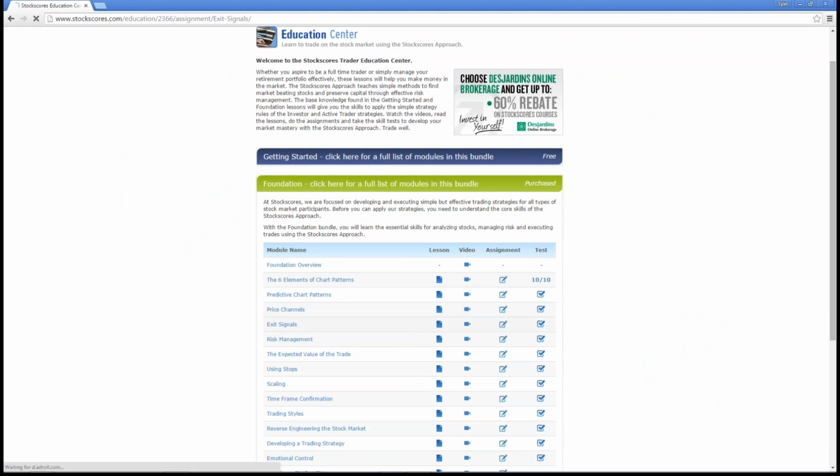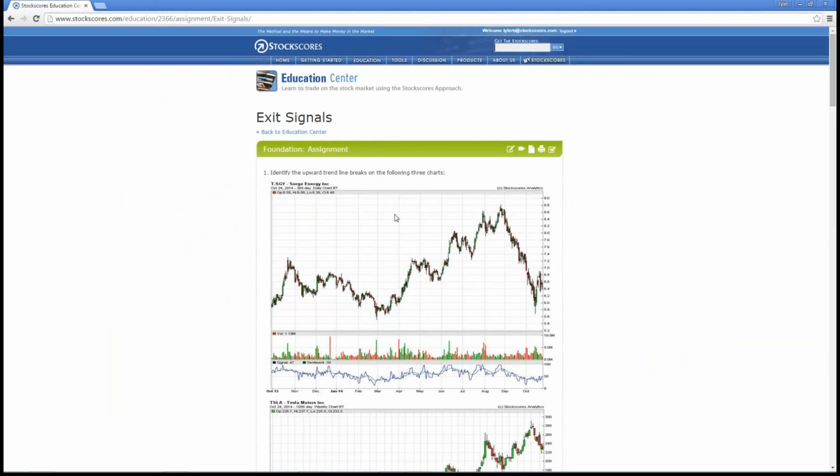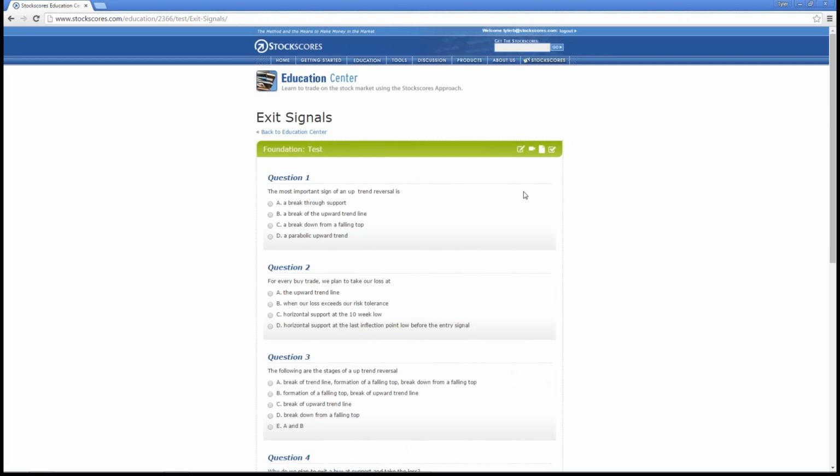So there's a little assignment here on trend line breaks. The first question: identify the upward trend line breaks on the following chart. I'm getting you to apply the lesson and that particular concept. And then finally, there's a little multiple choice test so that you can test your understanding of the concepts of that particular module.